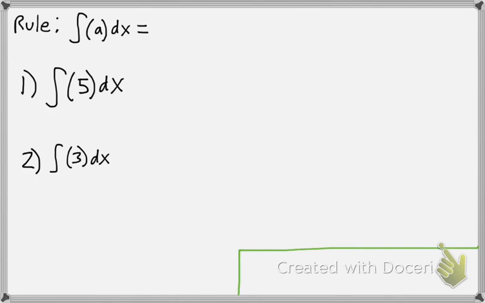So we have a lot of rules that we're going to be learning, and essentially they're all the opposite rules of the derivatives. This is the inverse operation of the derivative. So we are undoing derivatives.